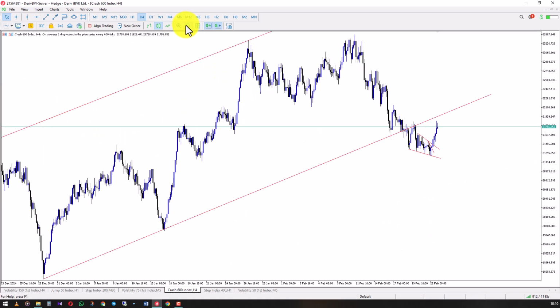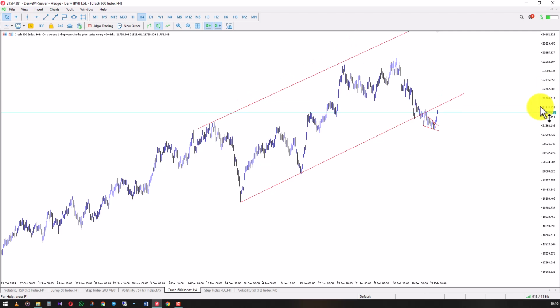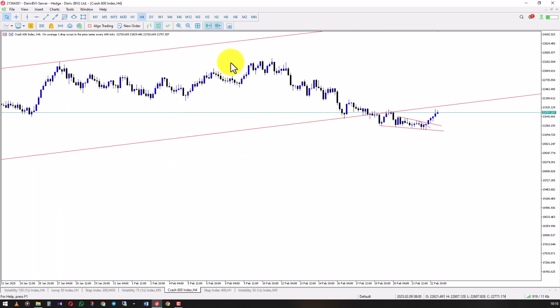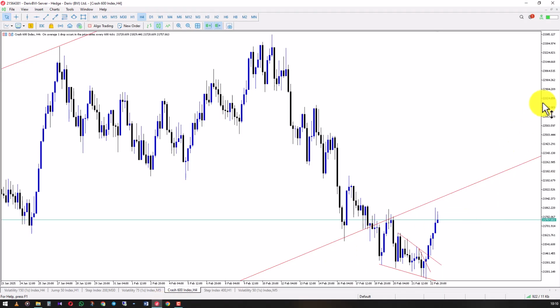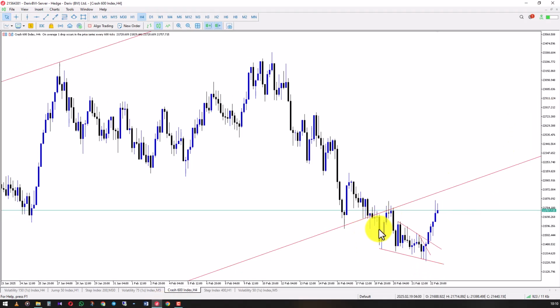Alright, on this video we can see that Crash 600 is in a channel: first touch, second touch, first touch, second touch, and the third touch, right? And what did we have after the third touch? We saw that price broke down, and then we saw a retest and it started forming another channel, right? That's on the 4 hour. So let's go on the 1 hour time frame.